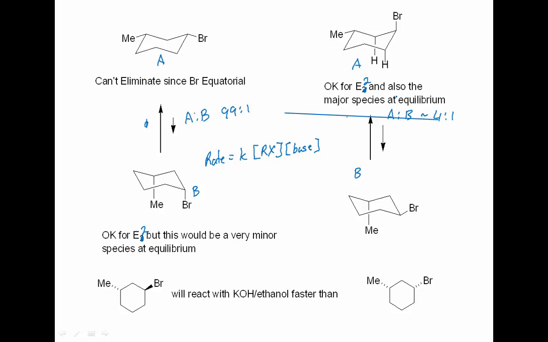That's a very common type of problem. Some question where you had to figure out if bromine's axial or equatorial, and then estimate the relative rates of the two compounds, has been on virtually every exam I've ever given.